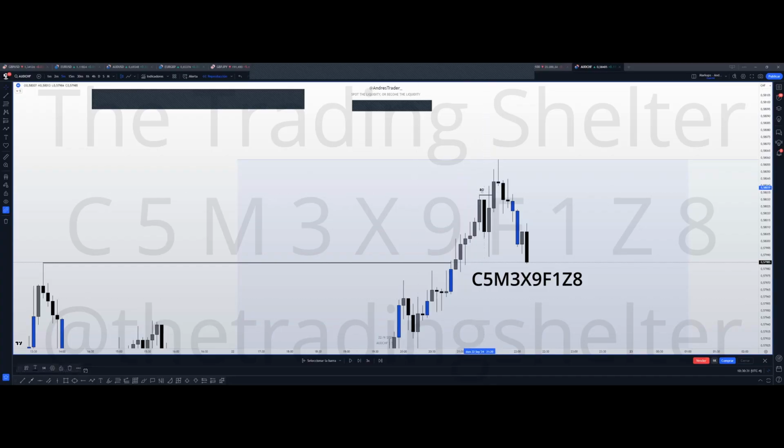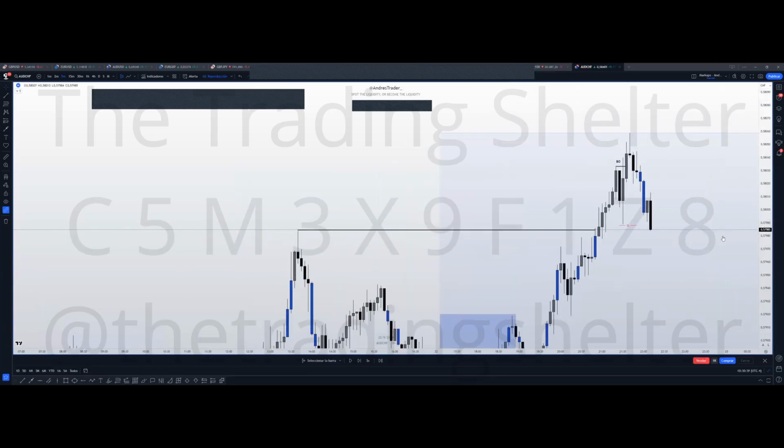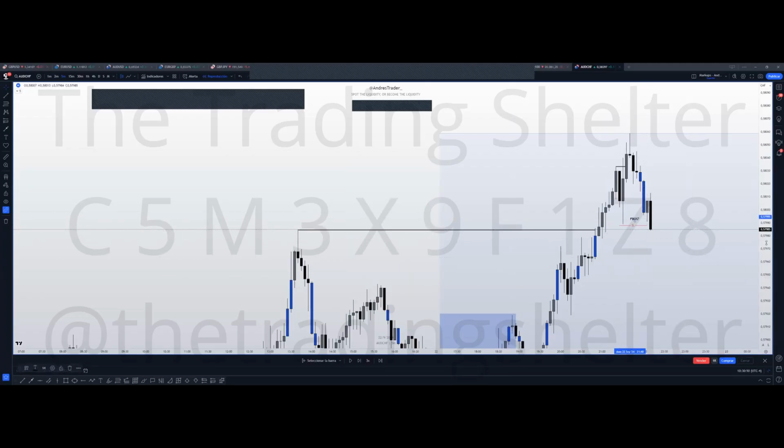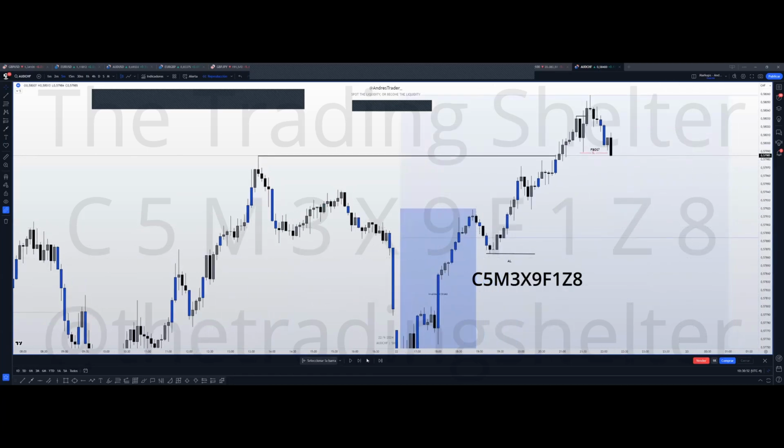I'm going to put the BOS here, considering the speed that we are having here. So I'm going to mark this as the stop loss, and this I'm going to put here with a question mark, for the record. It could be a fake BOS. Let's see how it goes.